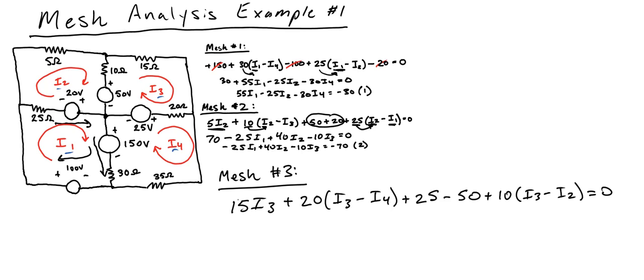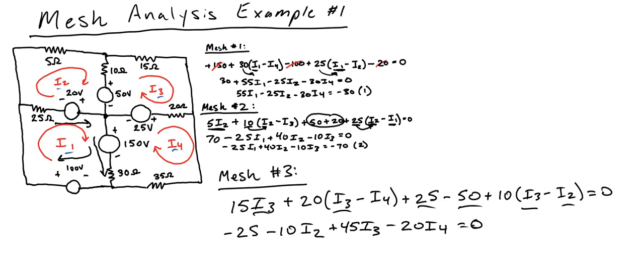And let's combine like terms. So 25 minus 50 is minus 25. Let's start with our highest I. We've got I2, that's a minus 10 I2. We've got I3: 15 I3, 20 I3, that's 35 I3, and then 10 I3, that's 45 I3. And finally we have the minus 20 I4 equals 0. And then finally let's write it as minus 10 I2 plus 45 I3 minus 20 I4 equals 25. That's equation 3.